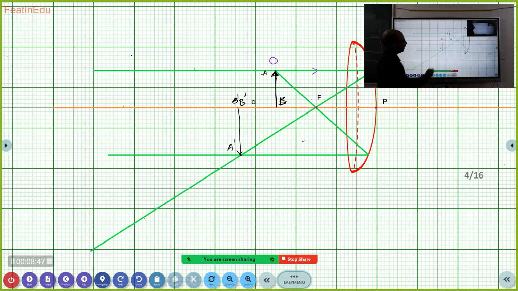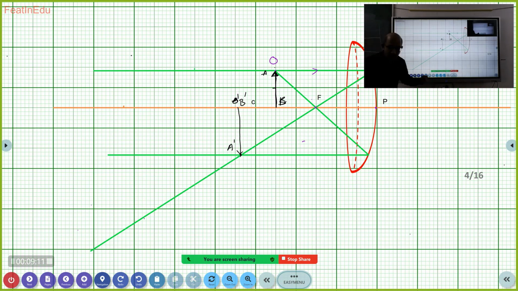A dash. Okay, now you can see this is how much? 1.5 squares. You can see here 1 square, less than half. That is 1.4 centimeters. Yes. Now what is the image? It is 2 centimeters. 2 squares, 2 centimeters. So the image is enlarged.